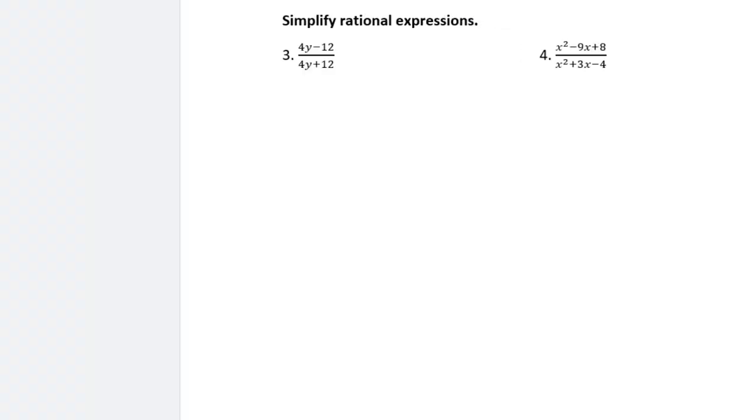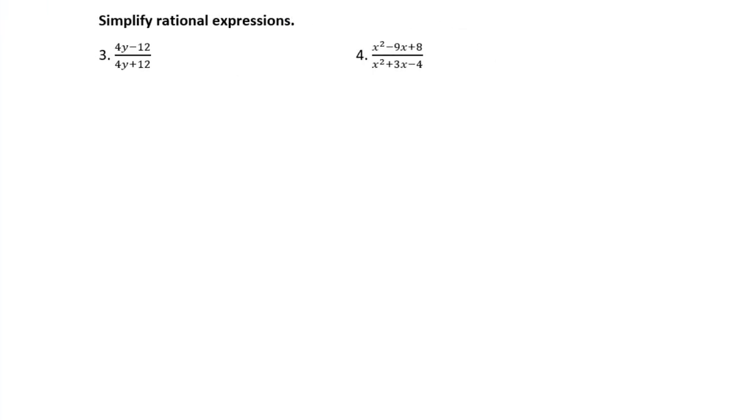All right, let's look at some more. Because it's two terms, we'll always look for the GCF first, and the GCF is 4. Factor that out. Factor the 4 out on the bottom as well. And now you have those 4's that are the same on top and bottom that can be canceled out. And then we're left with y minus 3 over y plus 3.